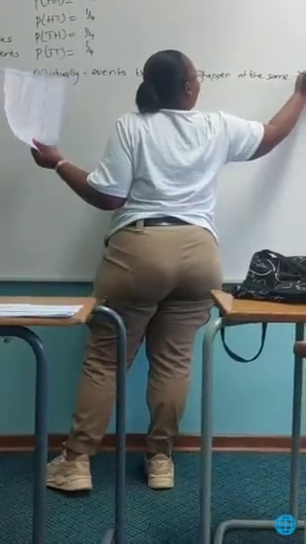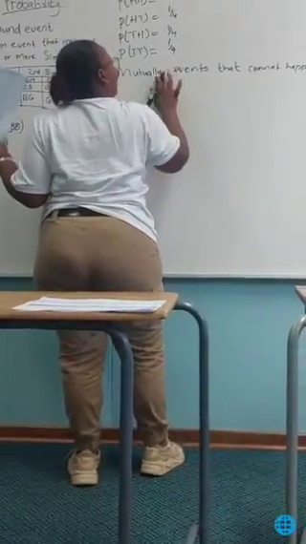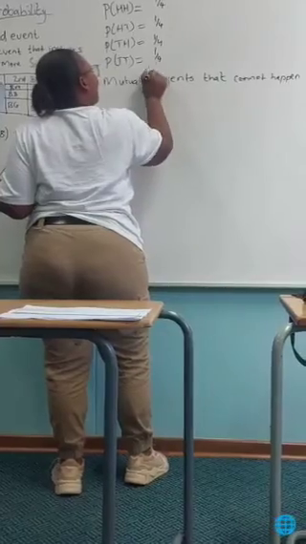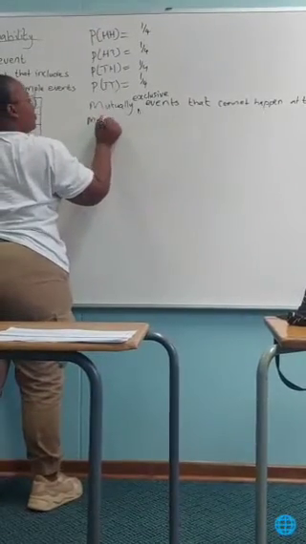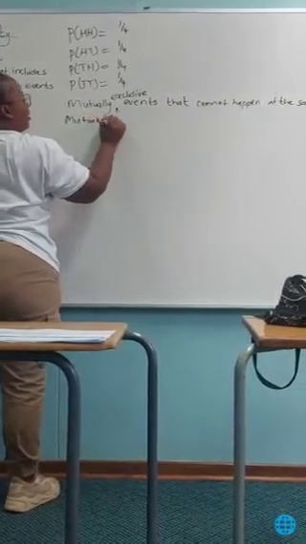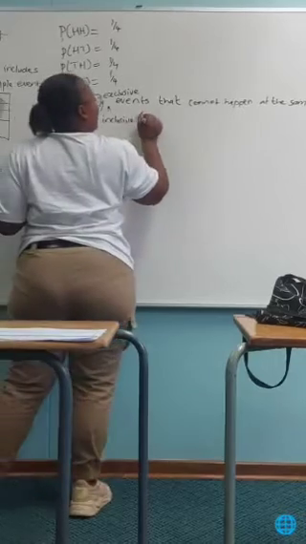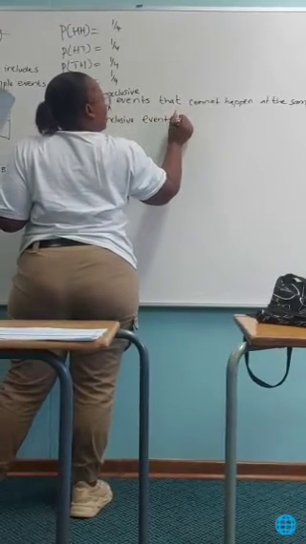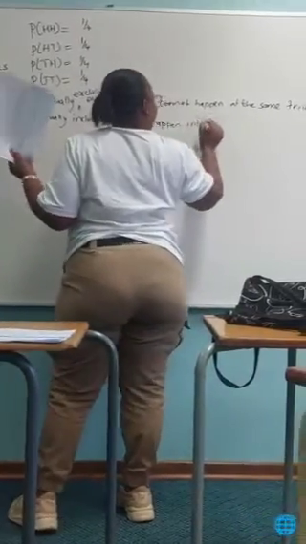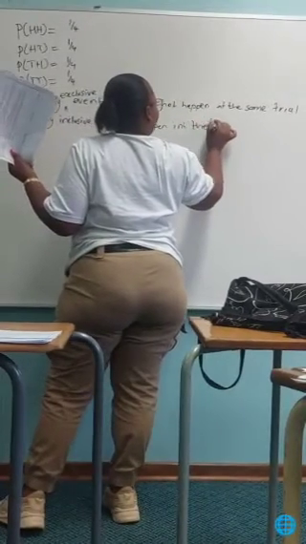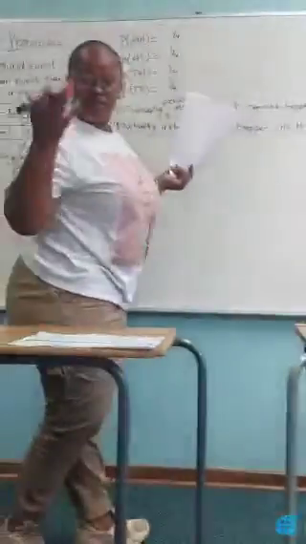At the same time. Whereas mutually... Ma'am, you wrote mutually there. Oh, I wanted to say mutually exclusive. Mutually exclusive, whereas mutually inclusive events happen at the same time and have common elements.